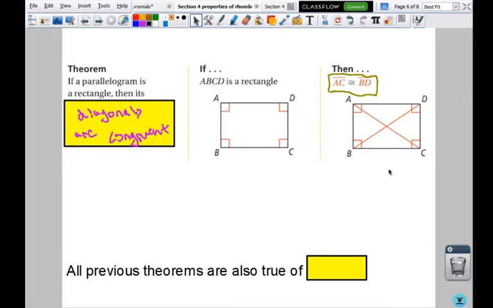So if I'm going to look at this rectangle over here, diagonal AC is going to be congruent to diagonal BD, so they're going to equal each other. So we've talked about rhombuses and rectangles. The thing to keep in mind: a square is a rhombus and a rectangle, right? So everything we talked about, all these theorems about the diagonals in rhombuses making 90 degrees and bisecting the angles, and diagonals in rectangles being congruent, it's also true of squares. Because a square is both things, everything we've talked about works for squares.